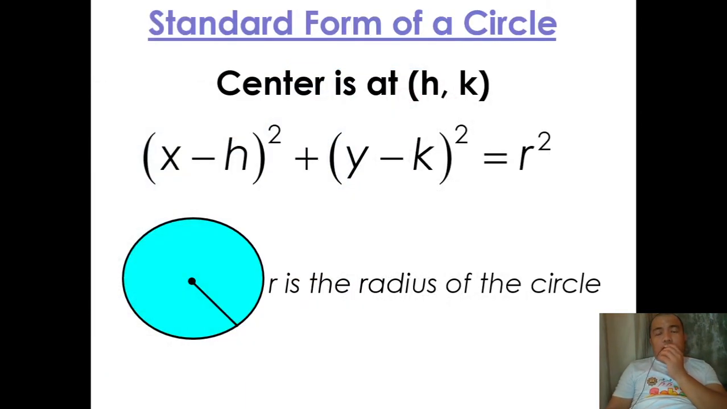So the standard form of the circle, where the center is at (h, k), we have here (x minus h) quantity squared plus (y minus k) quantity squared equals r squared. r is the radius of the circle, (h, k) is the center.